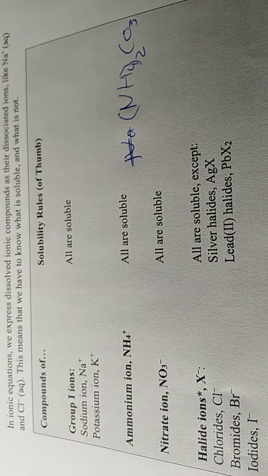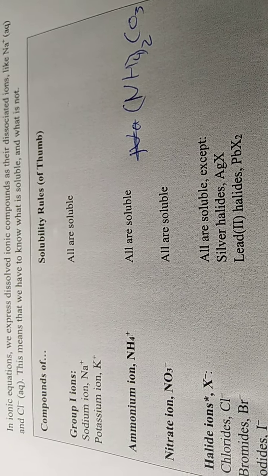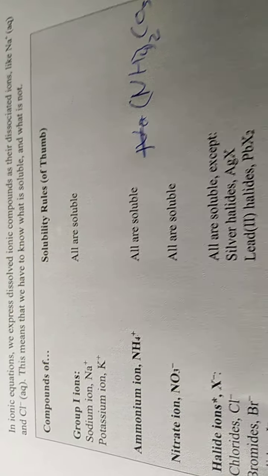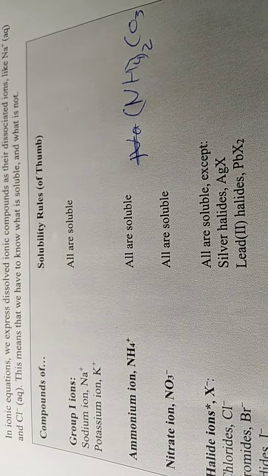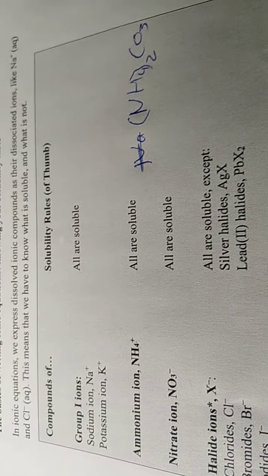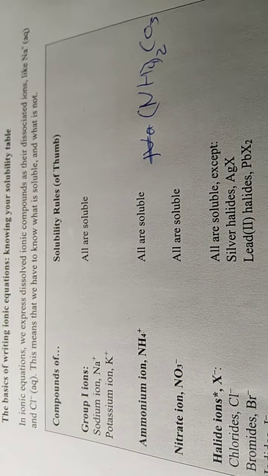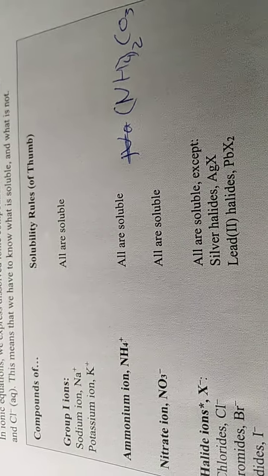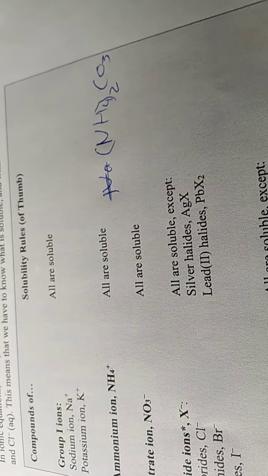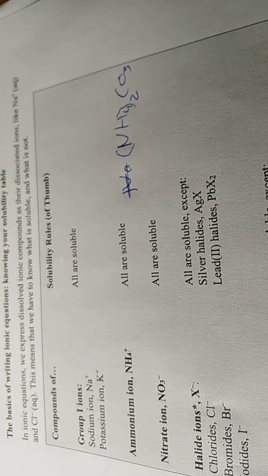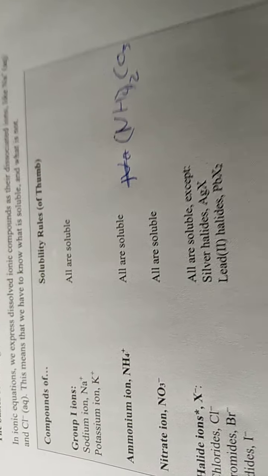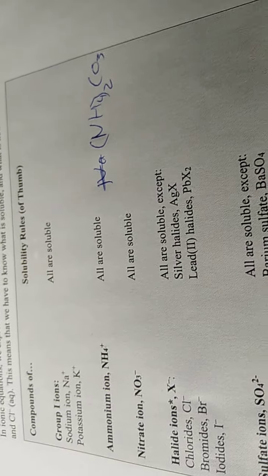And then we have the nitrate, which is also a radical. All of the salts that contain a nitrate ion are soluble. All of the metals, either group 1, group 2, transition metals, and group 3 metals, that contain a nitrate anion are soluble. We can think of any.